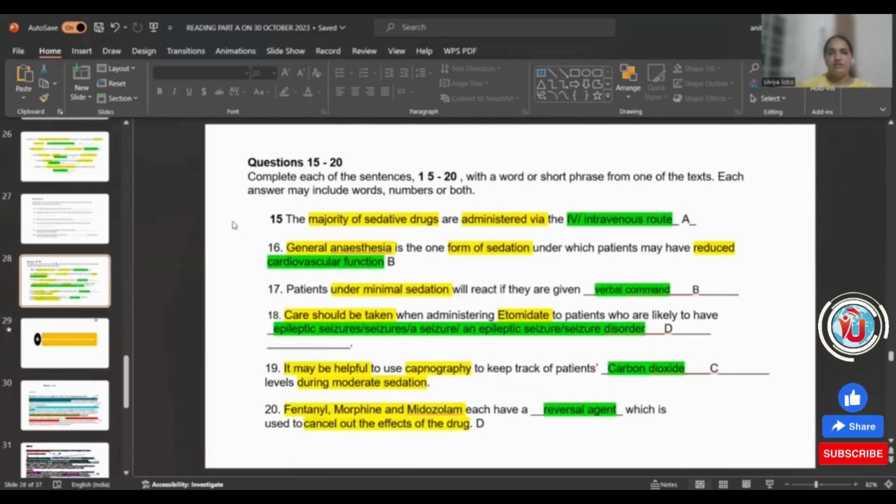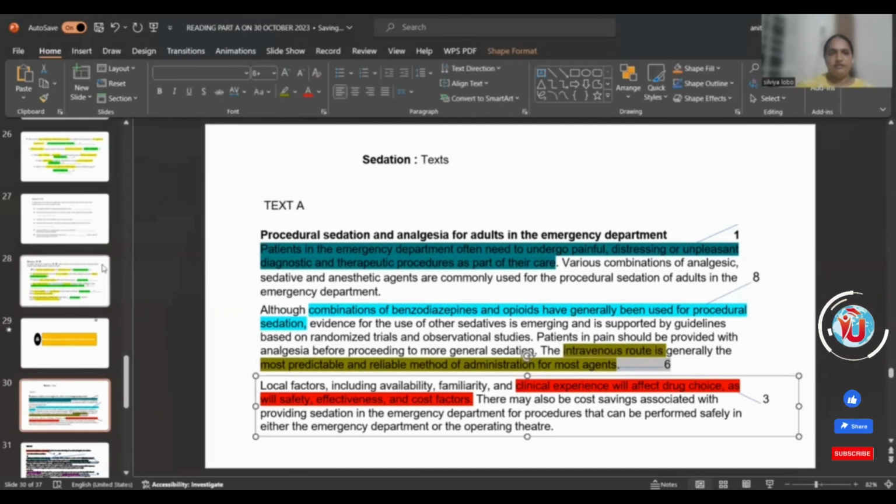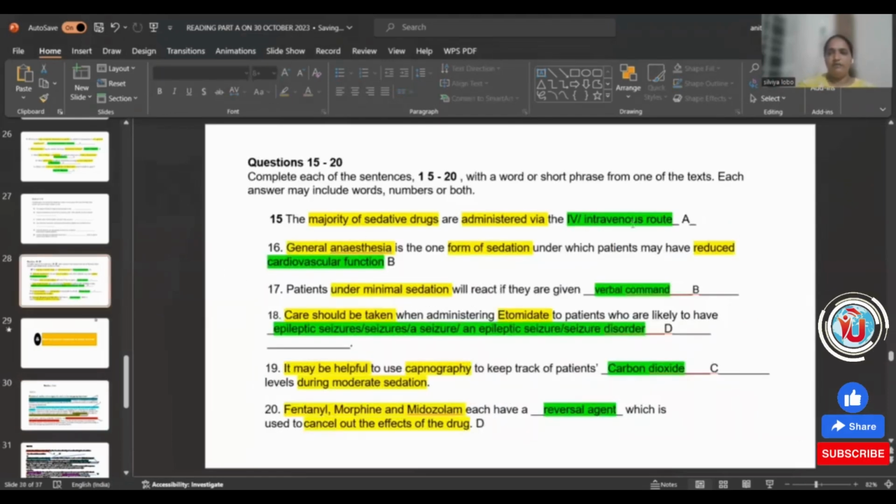Questions 15 to 20: complete each of the sentences with a word or short phrase from the text. Each answer may include words, numbers, or both. The 15th question is, the majority of sedative drugs are administered via the dash. So we have to see in text A. Here it is: the intravenous route is generally the most predictable and reliable method of administering most agents. So the answer is intravenous, or we can write IV also.